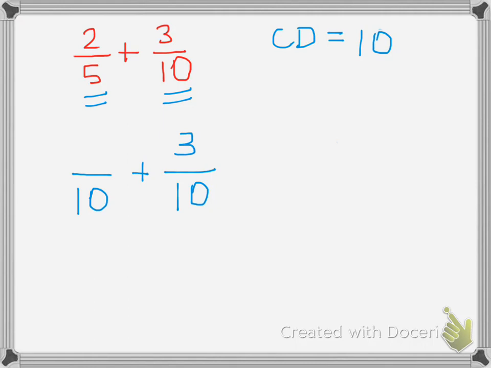So I think to myself, 5 times what gives me 10? And that will be 2. So I'm going to multiply my denominator by 2. So I have 2 times 5 gives me 10. If I multiply the denominator by a certain value, I have to also multiply the numerator by that same number. So I multiply the top by 2 as well. On the top, I have 2 times 2. So my numerator becomes 4.